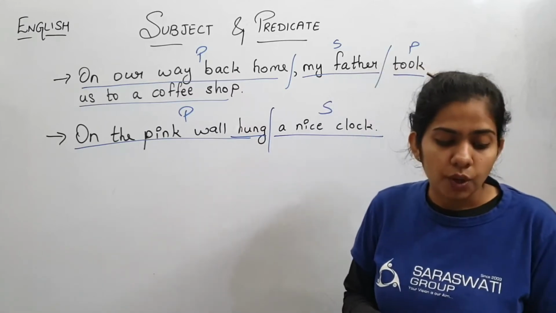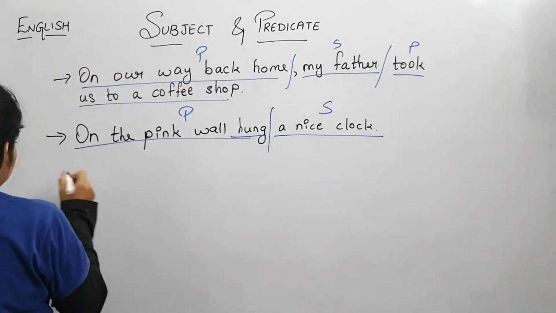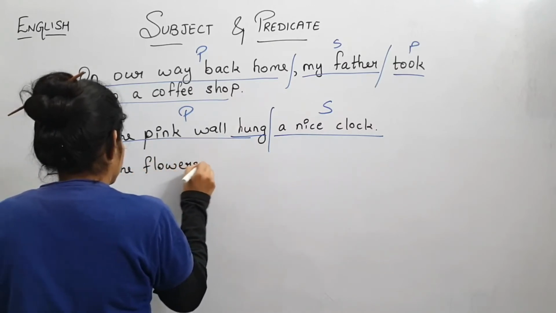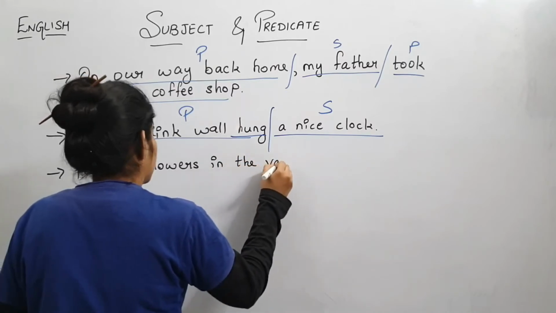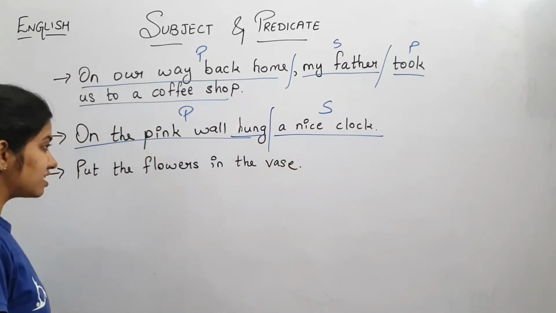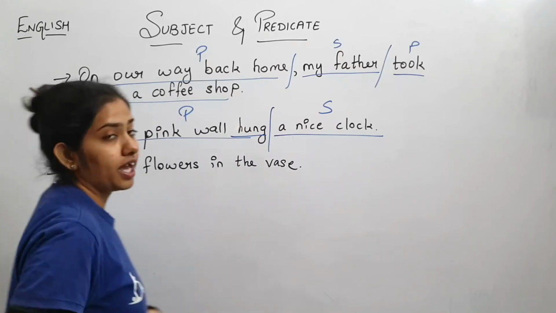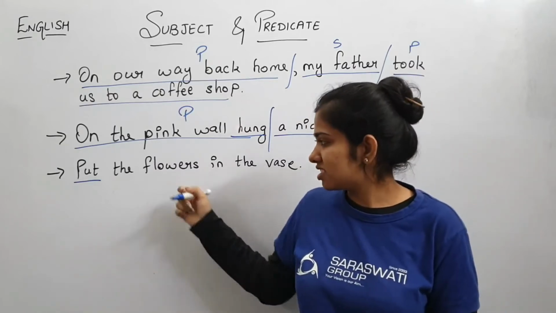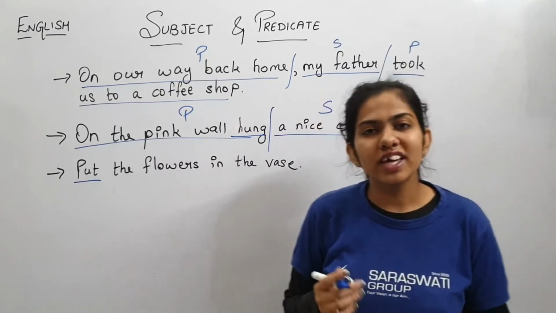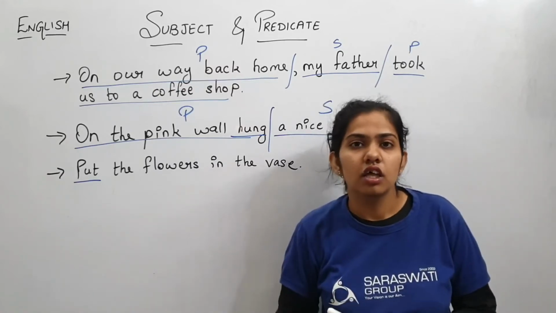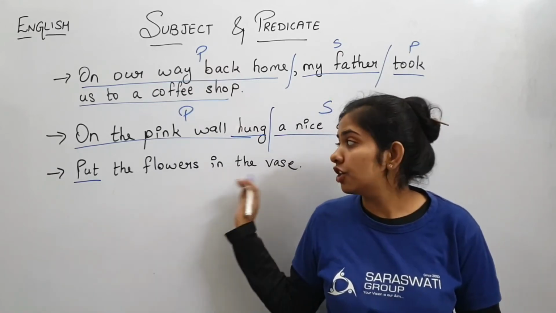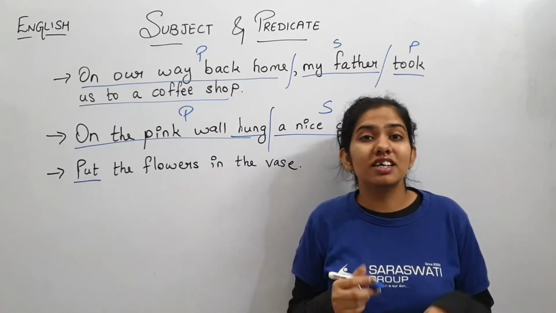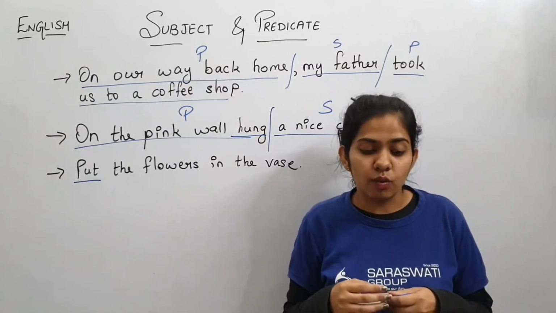Now, put the flowers in the vase. Now what is the verb over here? That is put. Right? Now who put the flowers in the vase? We don't have any noun over here. Yes, noun is there, flowers, vase is there. But do we get the answer to who put the flowers in the vase? We don't get the answer. So in this sentence there is no subject. यहाँ ये sentence में कोई subject नहीं है. Here it is just a direct command. यहाँ पे directly command या फिर advice दी गई है.